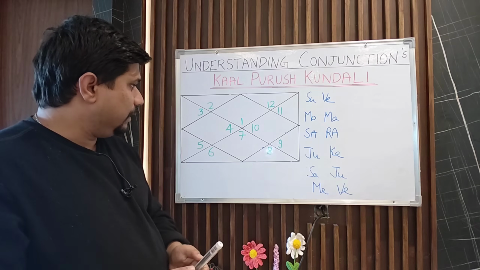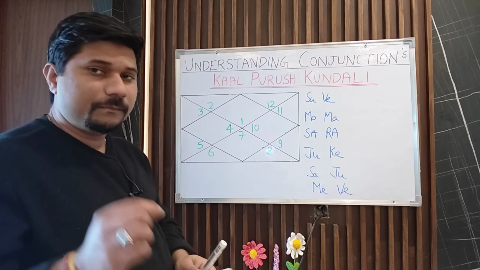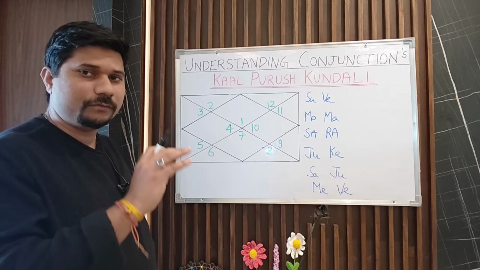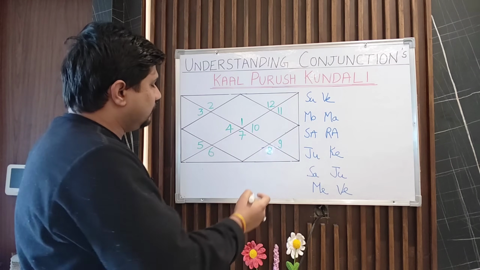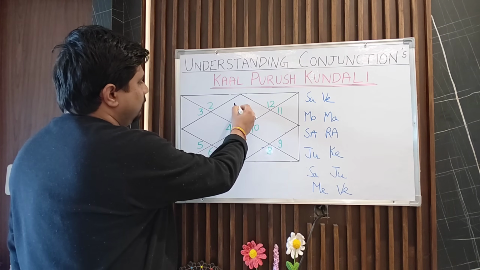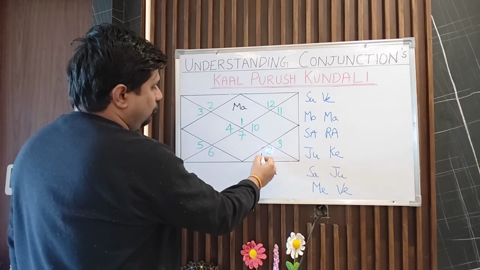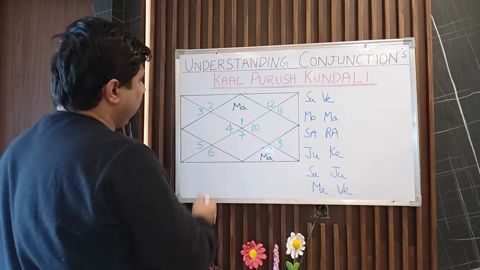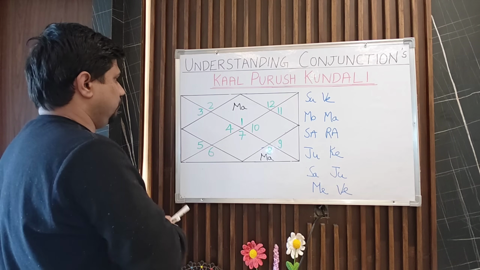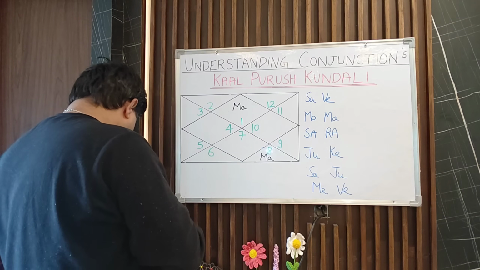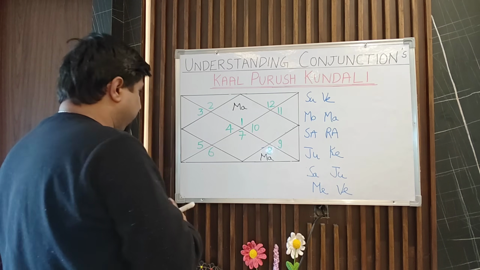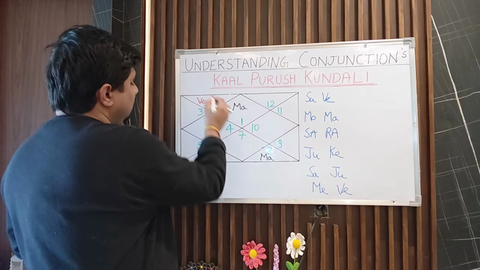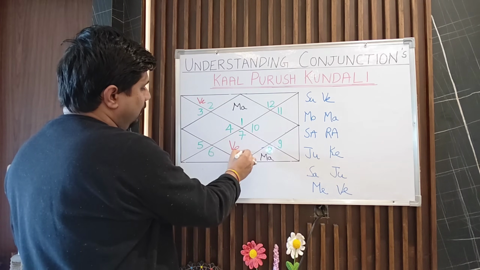Now every house in this case is ruled by some specific planet, okay? I will write all the planets here so that you can understand. The sign of Aries is ruled by planet Mars, and Scorpio is also ruled by planet Mars. The sign of Taurus is ruled by Venus, and the sign of Libra is also ruled by Venus.